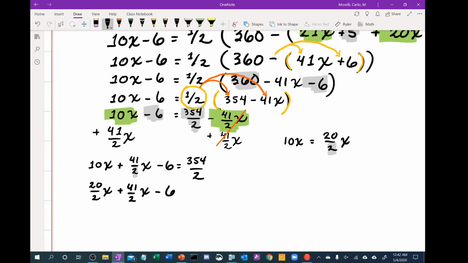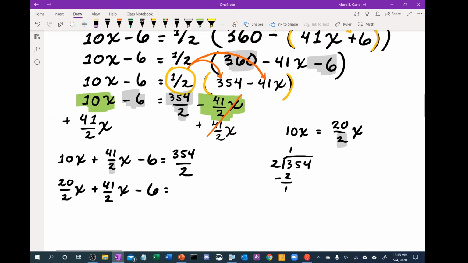Okay, what else can we do? We can simplify 354 over 2 because that's going to be a whole number. And so over here in side work, we'll do 354 and we'll divide by 2. 2 goes into 3 one time. That's 2. With 1 as a remainder, bring down the 5. Let's make sure you can actually read that. 2 goes into 15 7 times. 7 times 2 is 14. Okay. 1 as a remainder, bring down the 4. 2 goes into 14 7 times. So 354 divided by 2 is 177.